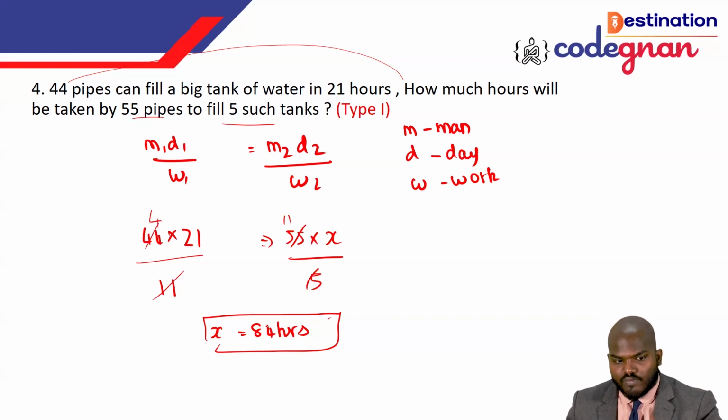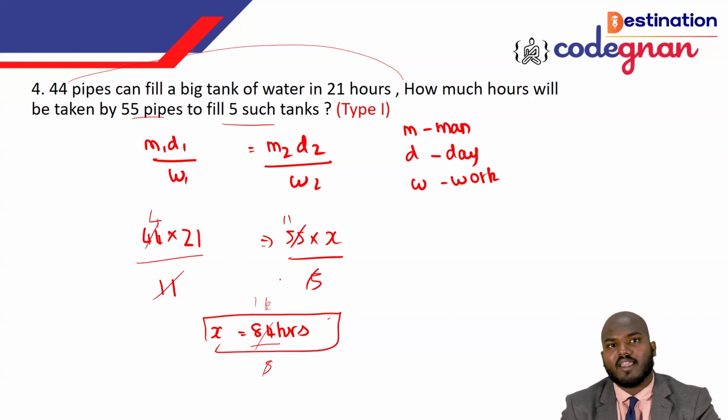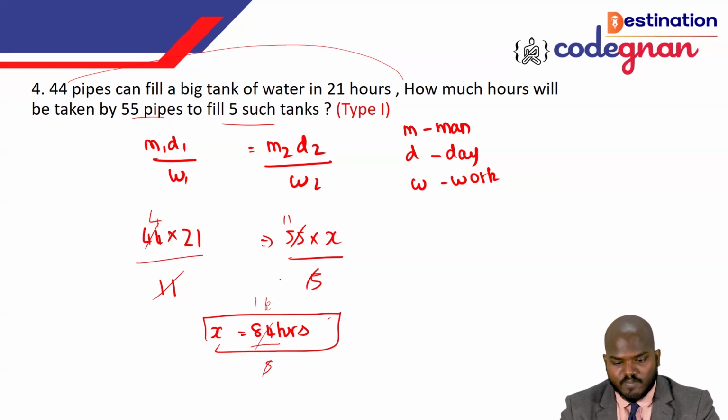If you want to fill with one pipe, you can divide by 5, and the remaining will come to something like 334. So we will get something like 816 point something hours if you want to find out 55 pipes with 1 hour. That's the way we can take it out, guys. It's a simple thing. It's one unique question, M1 D1, which we call men, day, work, MDW.